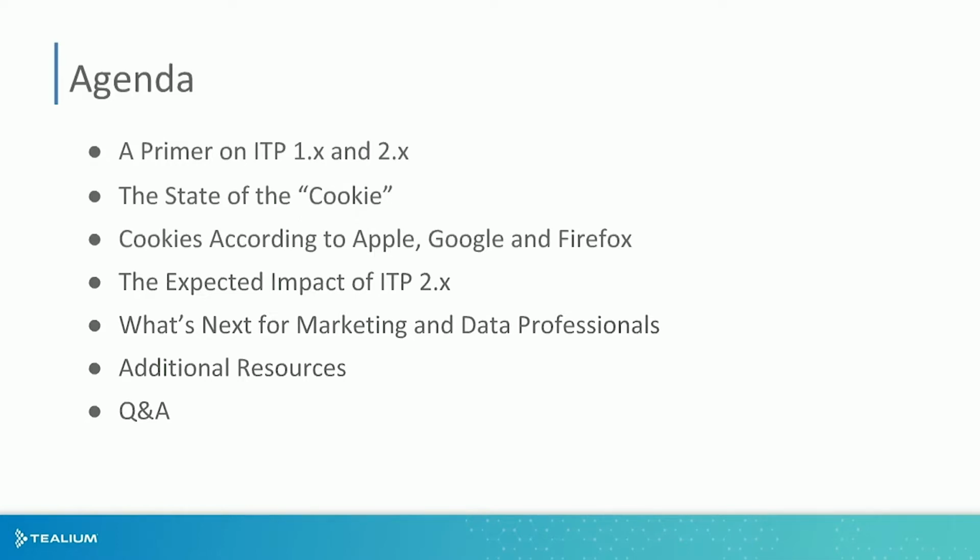So we're going to talk about ITP 1 and 2, a quick summary of those, the current state of the cookie, first party and third party. We're going to cover not just Apple Safari, but also Google's Chrome and Firefox as well. I have my perspective on the impact of ITP2, and then we'll talk about what's next, some practical steps you can take as a marketing or data professional. And then there's some additional resources we refer to at the end, some of my blogs. There's a handful of those you can look at on telium.com. Then we'll have some Q&A time at the end.